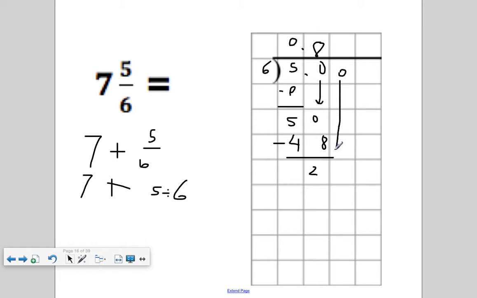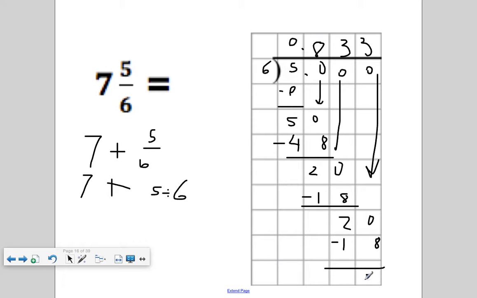0, bring it down. How many groups of 6's go in 20? 6, 12, 18. 3 groups. 20 minus 18 is 2. I'm going to get rid of this 2. Add another 0. Bring it down. How many groups of 6's go into 20? What? Deja vu. Didn't we just do this a few seconds ago? 3. Oh, it's going to keep repeating.